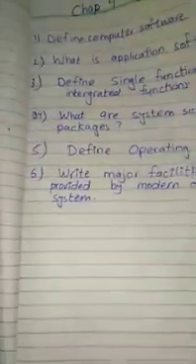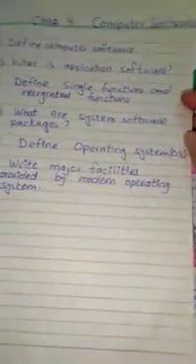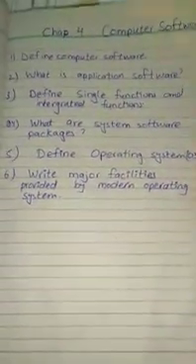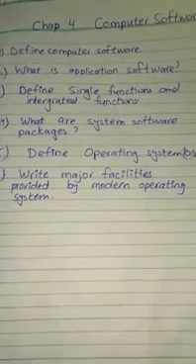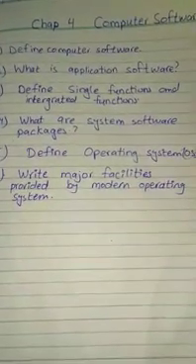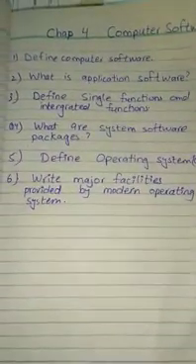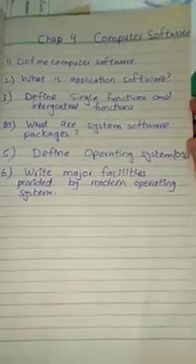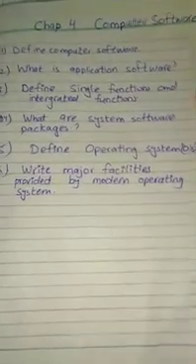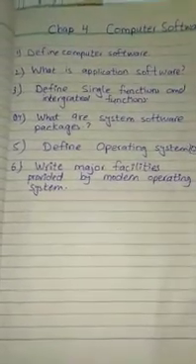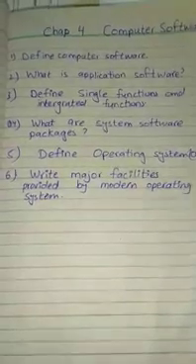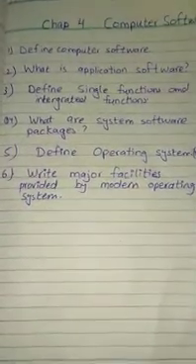Then we have a list of questions. You have to solve them and send the picture to Ma'am Sabha. Question 1, define computer software. Question 2, what is application software? Question 3, define single function and integrated function. Question 4, what is system software? Question 5, define operating system, OS. Question 6, write the major facilities provided by a modern operating system. You have to do it and send it to Ma'am Sabha.